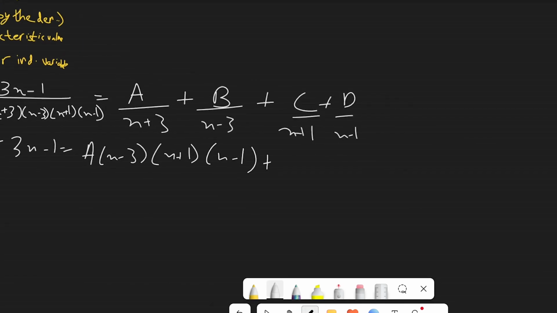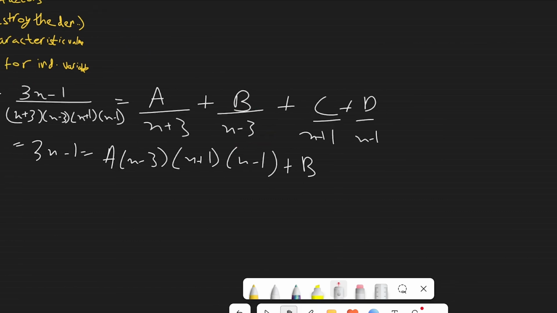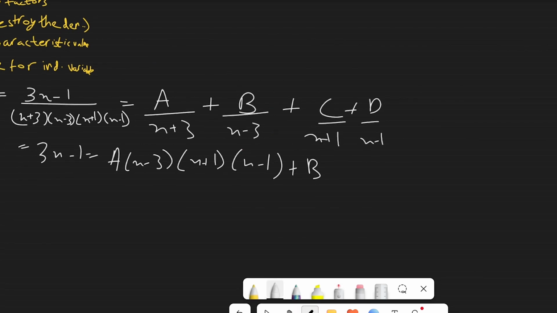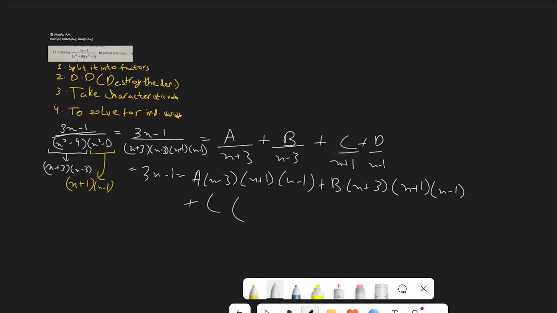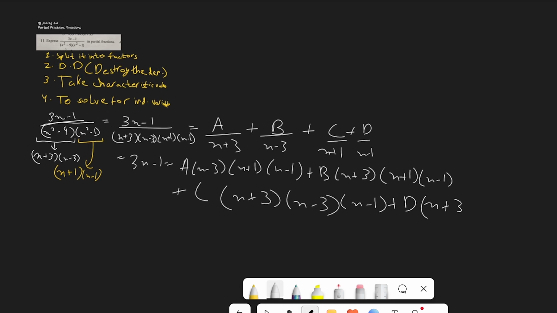Then we have plus b. We can cancel out x minus 3 this time, and we will have the rest of the factors: x plus 3 this time, and the rest stay the same, x plus 1, x minus 1. Then we have plus c. I'm writing this down so that it fits on one screen due to my ginormous handwriting. Next up we have x plus 3, x minus 3, x plus 1 will be cancelled out because of the denominator, then x minus 1. Then we have plus d, and that will be x plus 3, x minus 3, x minus 1.